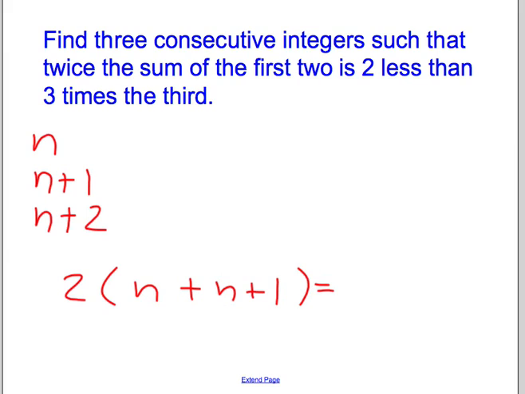So is, what have I asked you to do when you see 2 less than right after the is part? Put a minus in after the space. Cover it up. Hide it. Don't look at it until we get to the end. So I'm going to ignore that. 3 times the third. So I need 3 times. My third number in my sequence is n plus 2. And then I go back to 2 less than, and I put the minus 2 on the end.